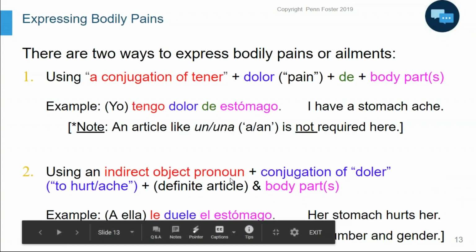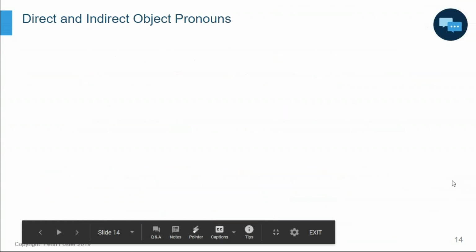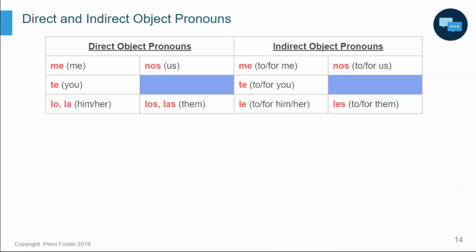Just to follow up a little bit on what we talked about here in the second expression, the object pronouns, we'll move on and discuss a little bit more about direct and indirect object pronouns. As you can see on your chart or your slide here, you have two charts. On the left side are your direct object pronouns. Remember, direct objects answer whom or what after a verb. Indirect objects answer to whom or for whom after a verb. So you'll see the difference in the definitions of each of these.